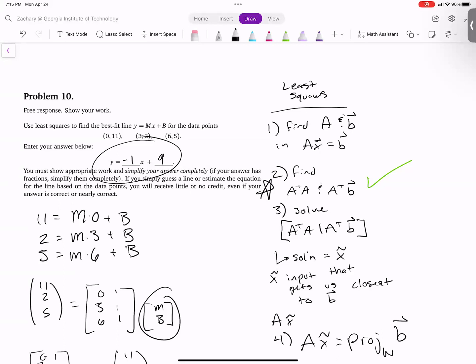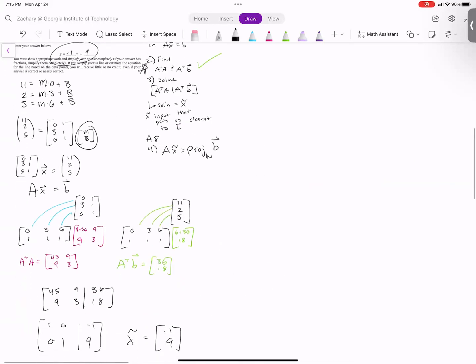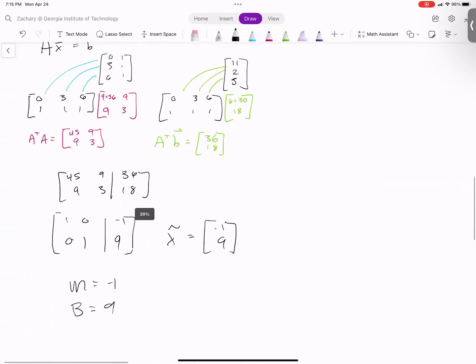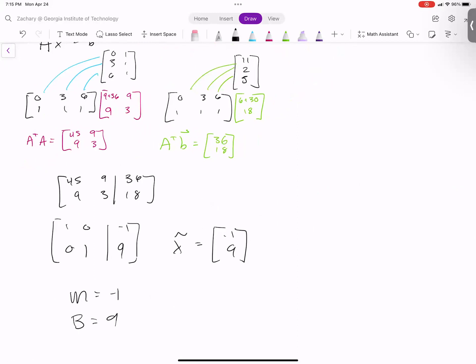Any questions on this? Yeah, sorry. It's just a lot, and I don't really know the best way to orient this. So is this good? Okay. Any questions on least square stuff?